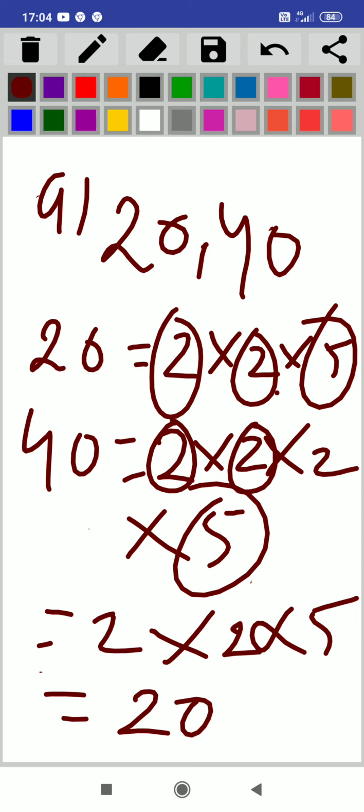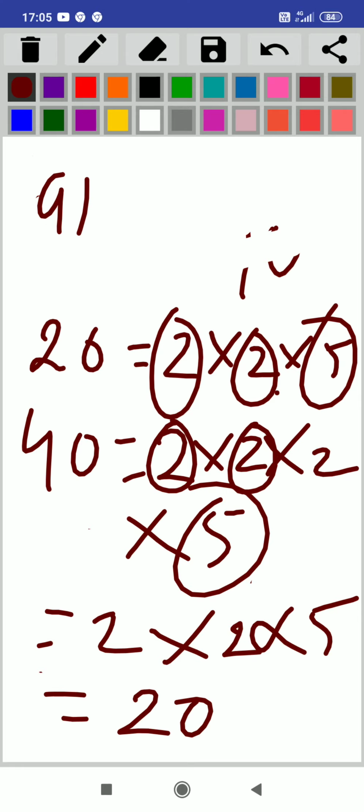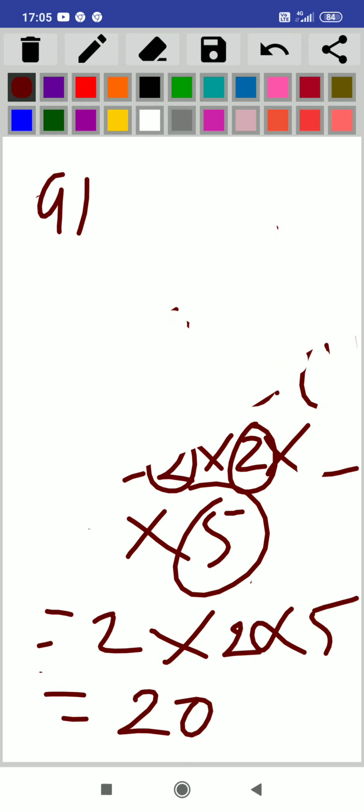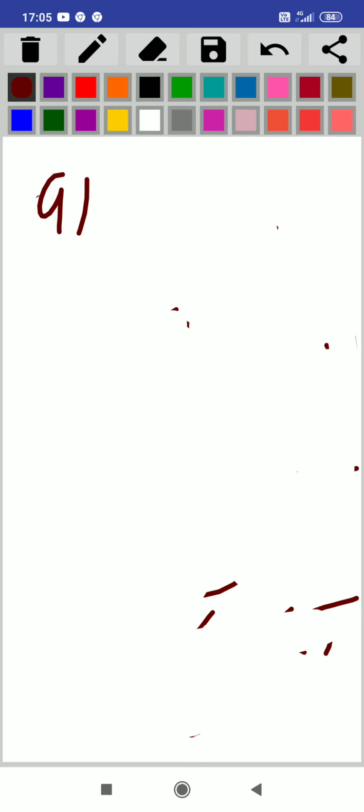In the fourth question, find the highest common factor of these using the prime factorization method. For the prime factorization, you can use the tree method, or you can simply write the factors of the numbers. That is simple and easy. That method you can use. It's a simple method and you can find the highest common factor.